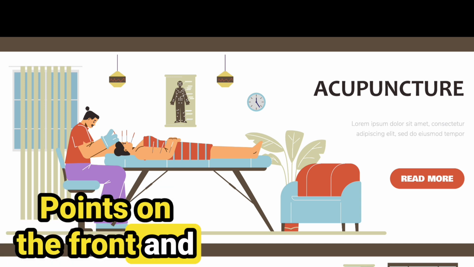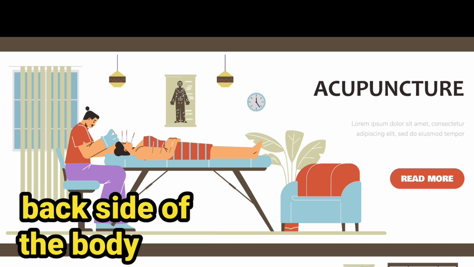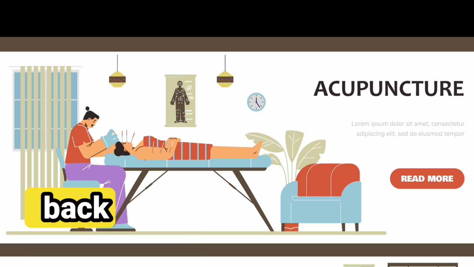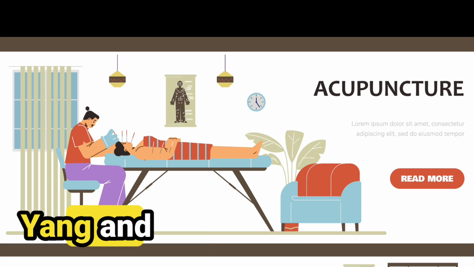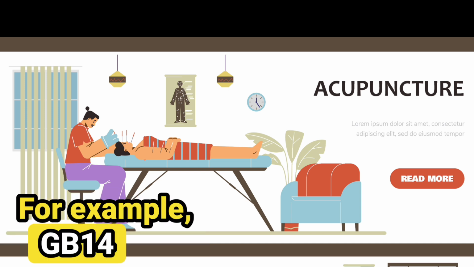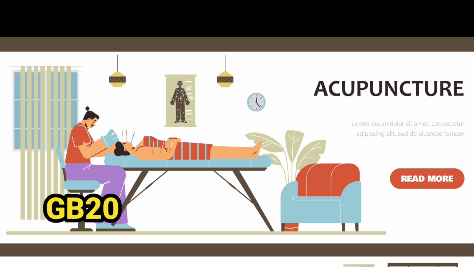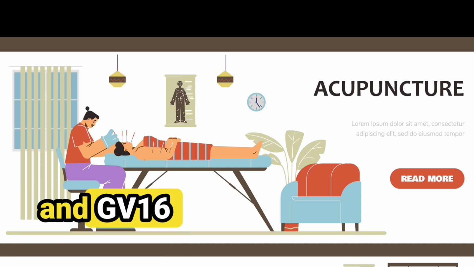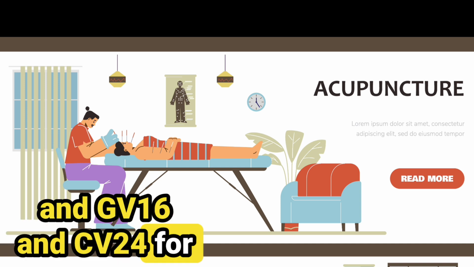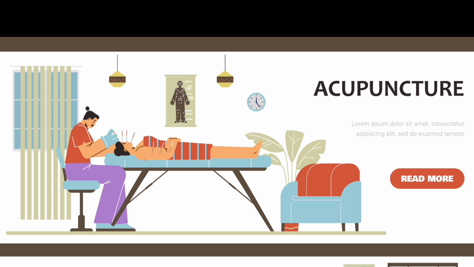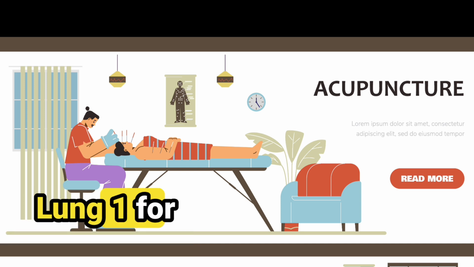Points on the front and back side of the body are used to maintain balance between back and front and yang and yin. For example, GB14 and GB20 for headache, and GB16 and CV24 for mental confusion, and Ding Chuan and Lung 1 for asthma.